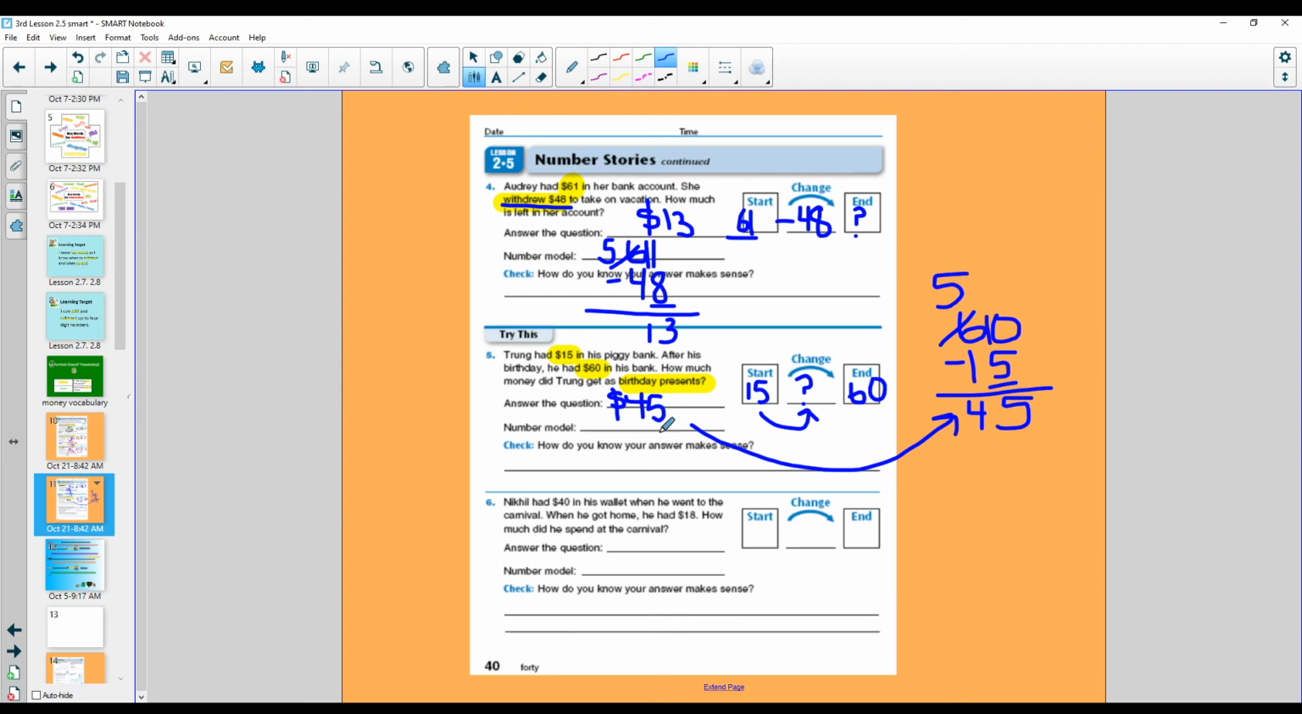Now, think about this. Does it make sense? If I add 45 and 15, I should end up with 60. Is that right? 5 plus 5 is 10. 40 plus 10 is 50. That would give us 60. Yes, that makes sense. Third graders, always stop and think. Think, think, think. Does it make sense? Yes. All right, never stop learning.